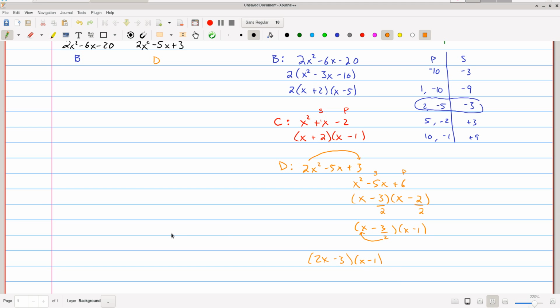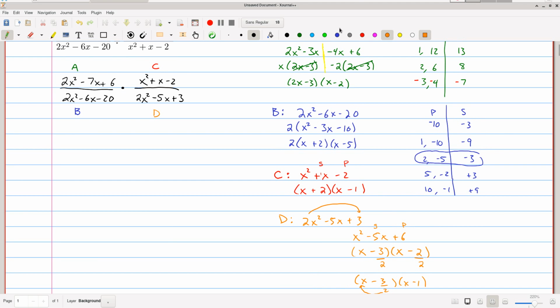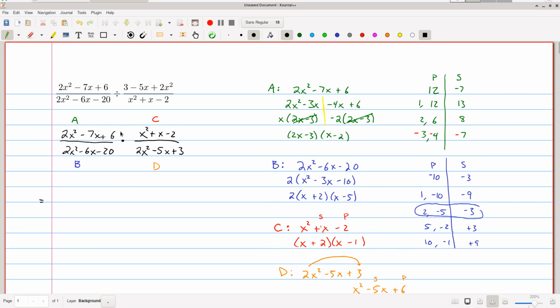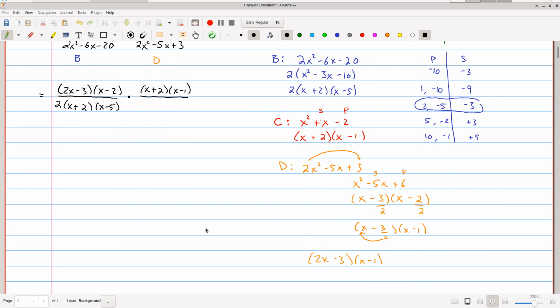We're now going to rewrite the original problem. So I know that for A, let me scroll up a little bit more to get our answer for A, was 2x minus 3 times x minus 2. This B that we had in the denominator was 2 times x plus 2 times x minus 5. C we found was x plus 2 times x minus 1. And then D we had as 2x minus 3 times x minus 1.